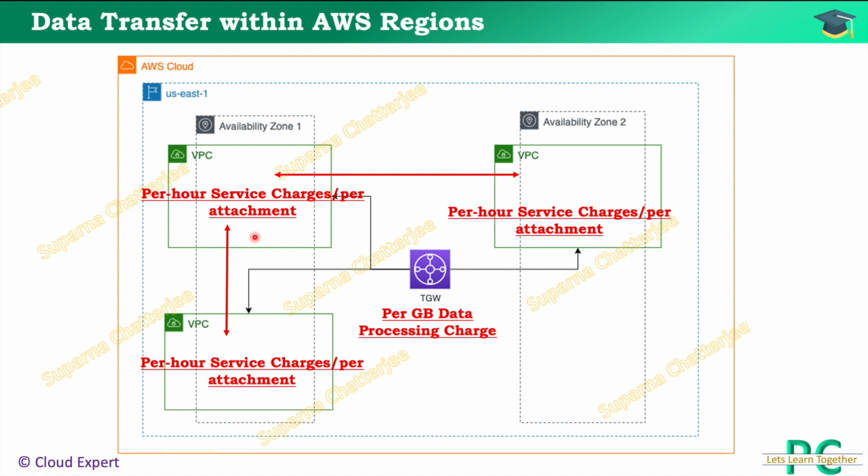To summarize, if you are using Transit Gateway, you are going to pay two different charges. This is not a data transfer charge, but the Transit Gateway data processing charge and the Transit Gateway attachment charge.